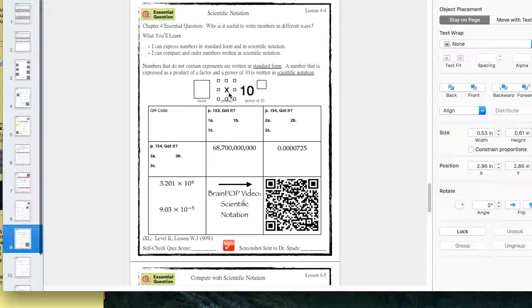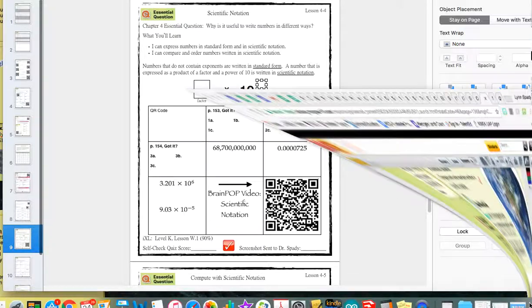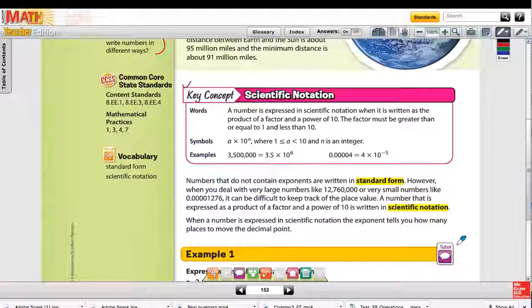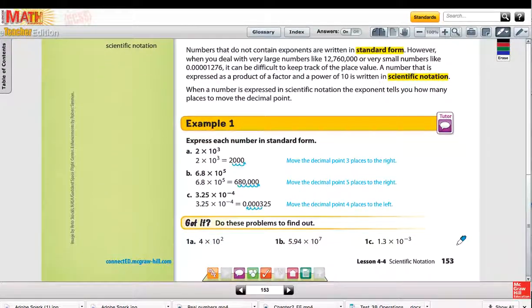Product means a multiplication problem, and then a power of 10. So it will always look this format. The exponent can either be a positive number for really large numbers, or it can be a negative number for really small numbers. So we are going to take a look at the example on page 153.